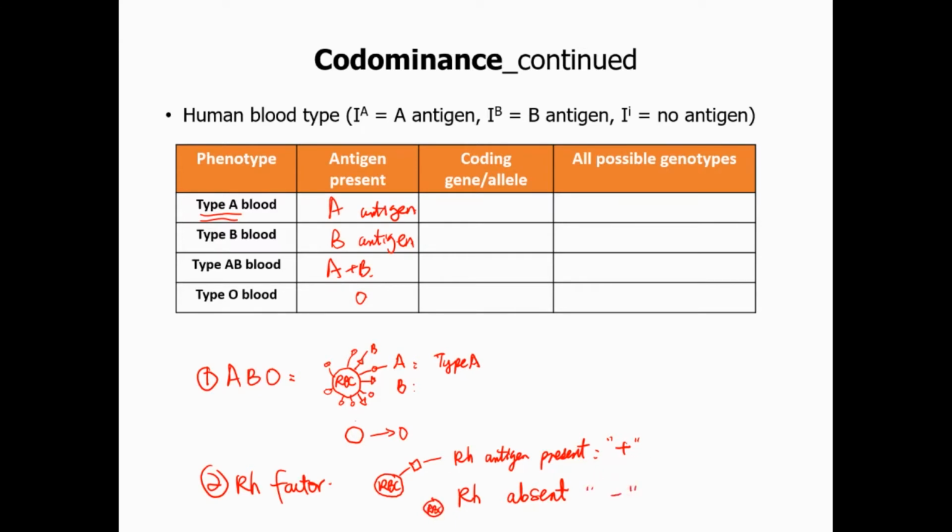Okay, so my blood type is B negative, so that means I have B antigen. I do not have RH antigen. Okay, so that's what it means.